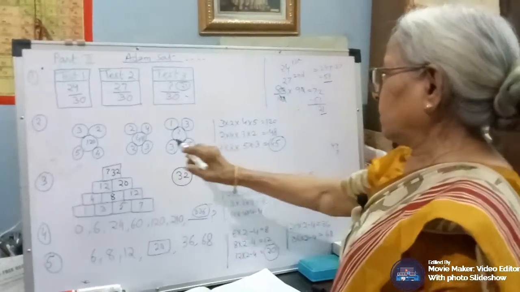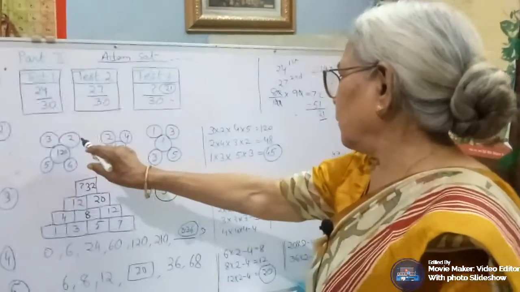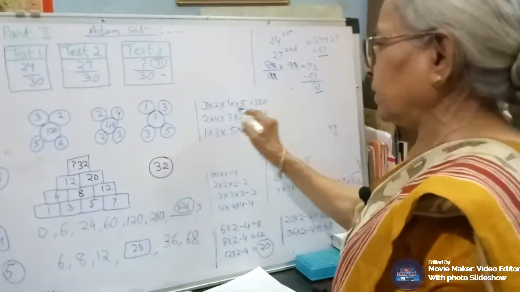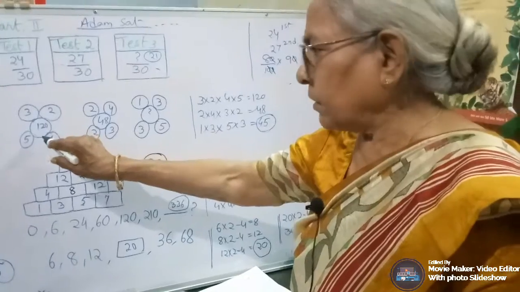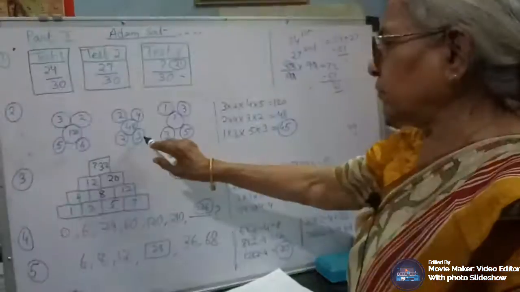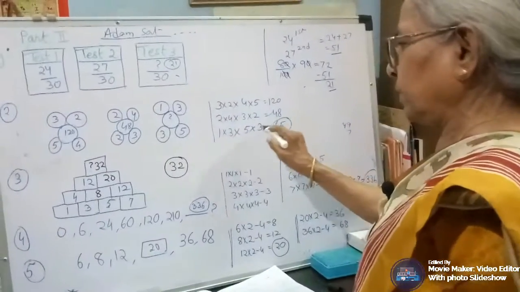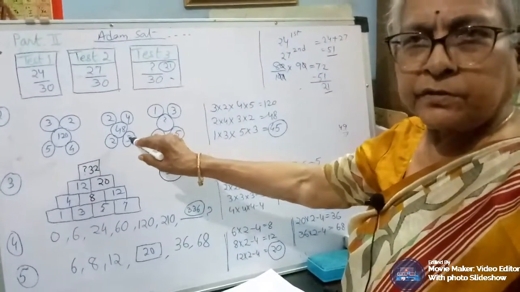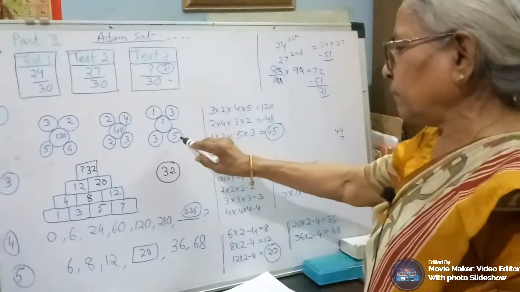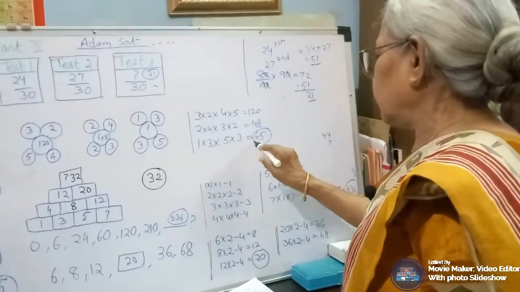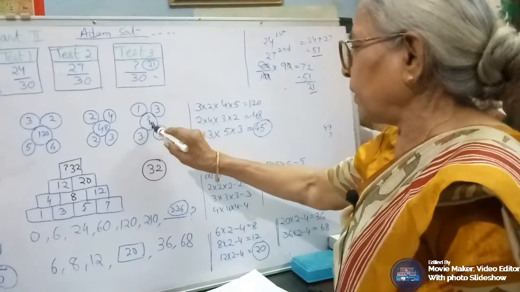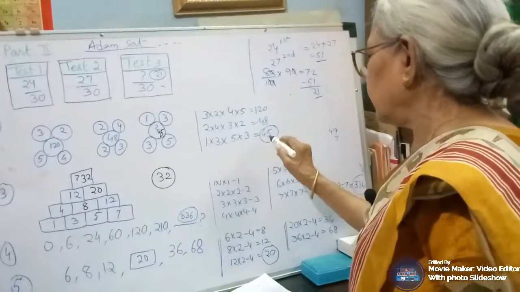Let us take this 3 into 2 into 4 into 5. That becomes 120 and we got 120 in the middle. The same way, 2 into 4 into 3 into 2 is 48 and we got 48 in the middle. Now the same way, 1 into 3 into 5 into 3 is equal to 45. So here it will become 45, and 45 is the answer.